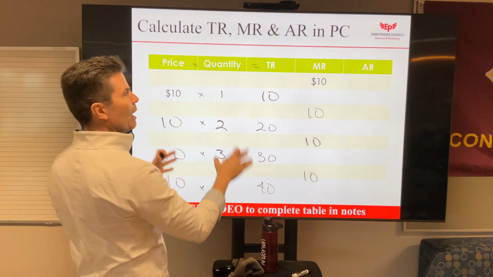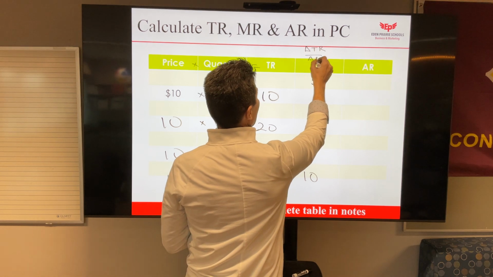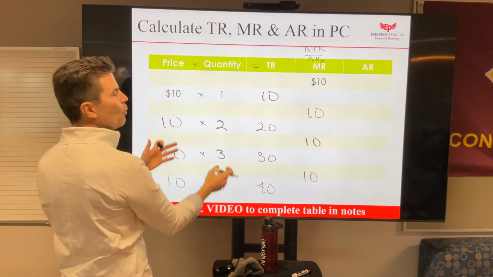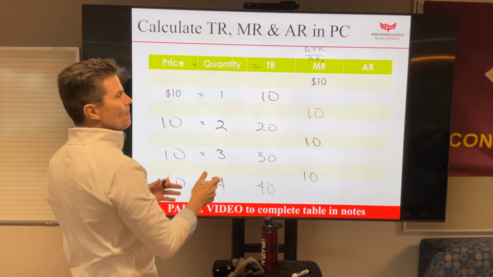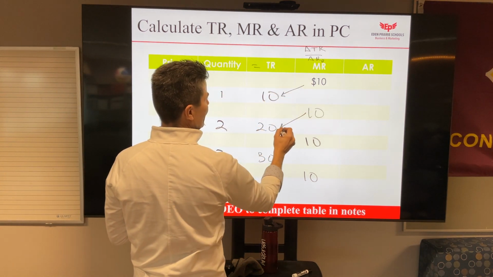And so marginal revenue again is our change in total revenue over the change in quantity of output. So this only changed by 1 each time, so it makes the math easy. And if you can see what we end up doing here.